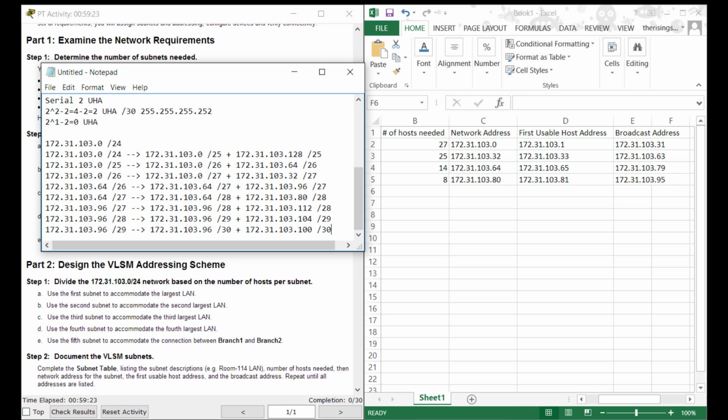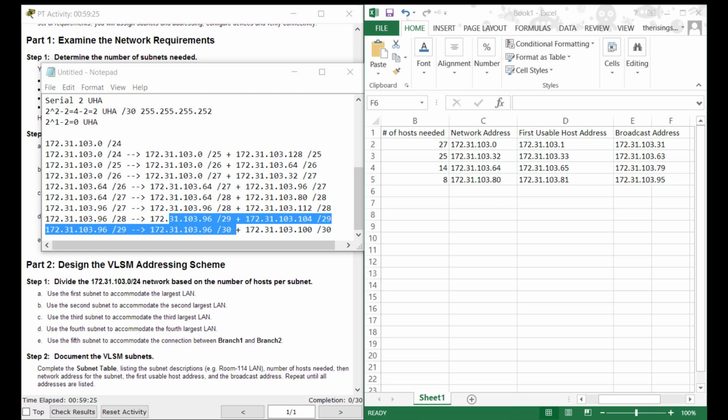Okay, so we got our final network here. Let's go ahead and put that down. We're hosting it to network address 172.31.103.96. First usable, one more. Broadcast address 172.31.103.99.